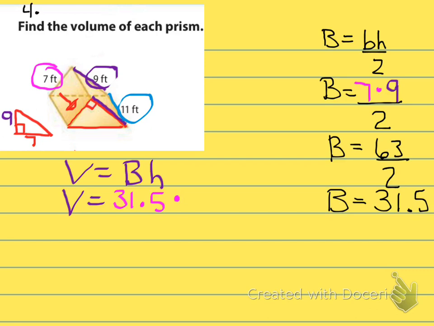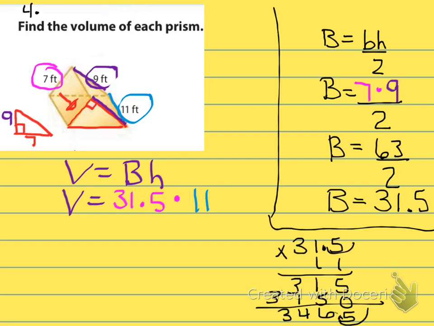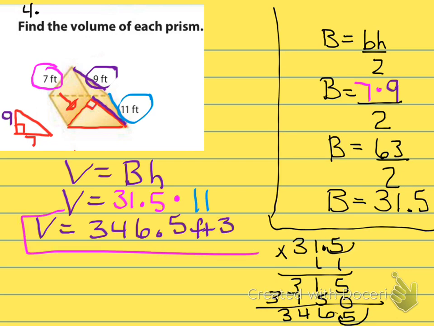So you're going to put 11 right here. And then you just want to do the work for it, 31.5 times 11. And as you can see, we find out that the volume is going to be 346.5, and we need feet cubed, or cubic feet. Don't forget that at the end. You want to make sure that you have cubic feet when you're finding the volume of the triangular prism.